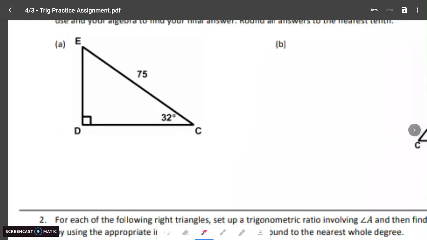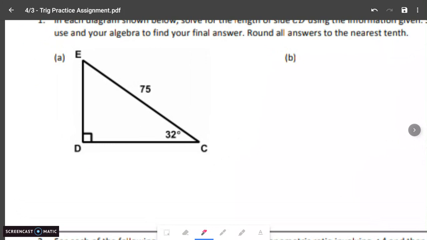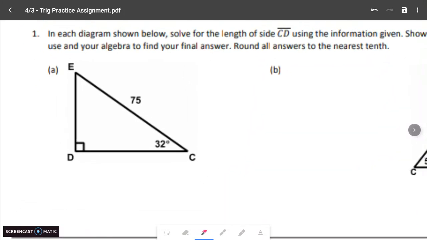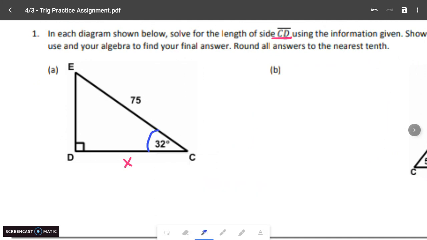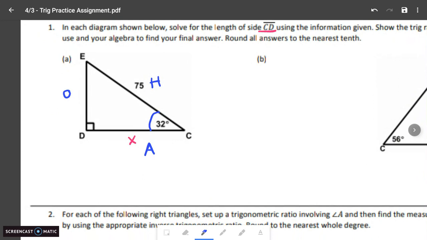So in the first one here, notice for number 1, we're looking for this length of CD for both A and B. So we're looking for this side. Remember, everything is based off the angle. So from this angle of 32, the opposite side is the one that does not touch the angle at all. The hypotenuse is always across from the 90-degree angle, and that means the remaining side is the adjacent, the side next to the angle that's not the hypotenuse.